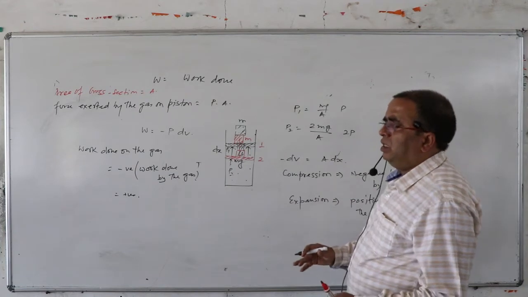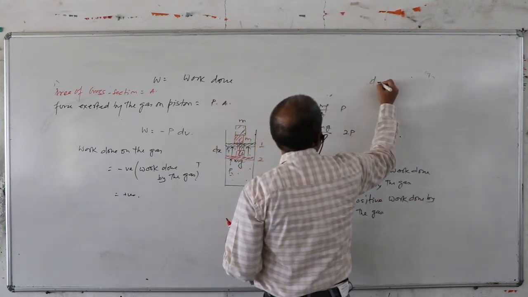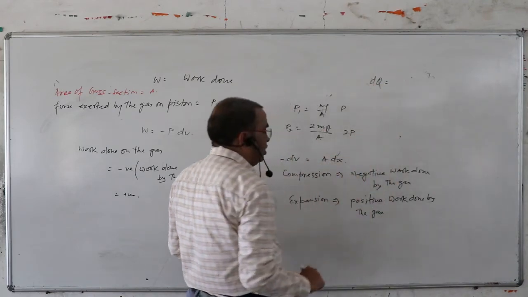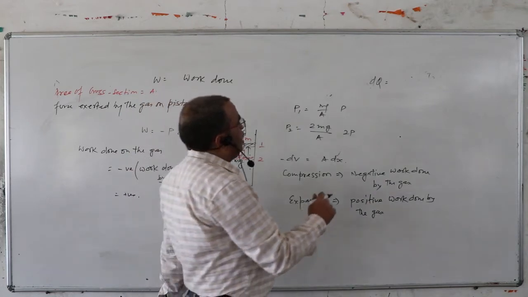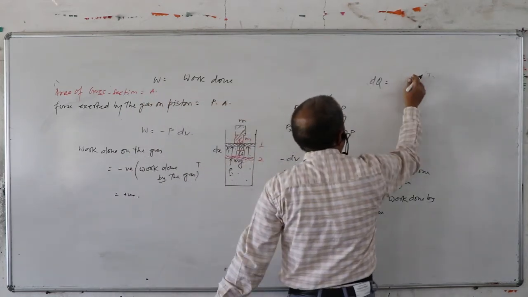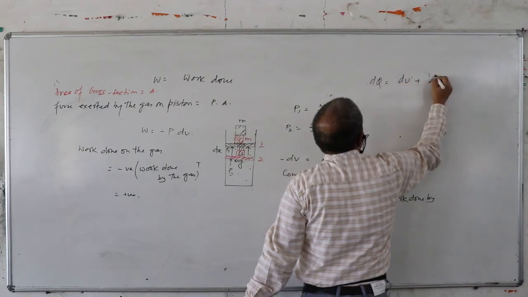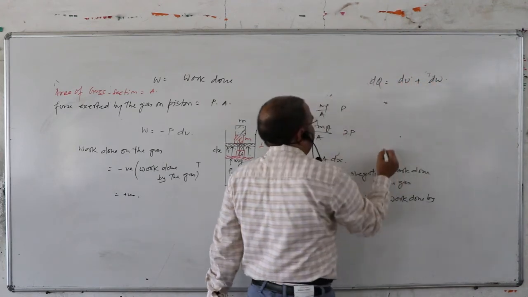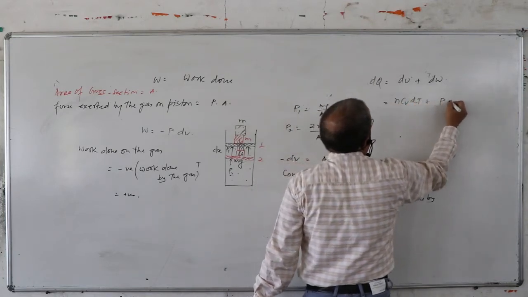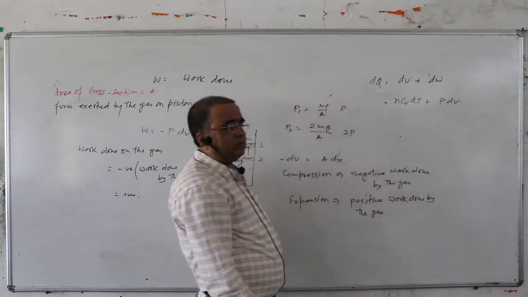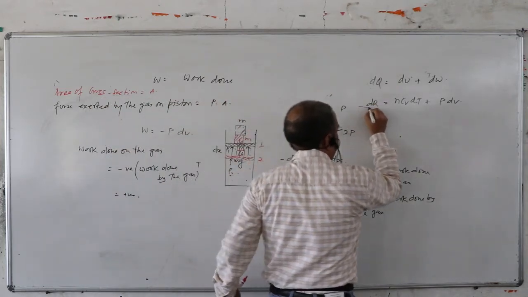So there are two things, and in the limelight of these two discussions, what we see, dq. Again, let us remember the first law of thermodynamics, which states that dq is equal to du plus dw, or we can write this as n Cv dT plus P dV. Okay, so this is the complete expression of the first law.